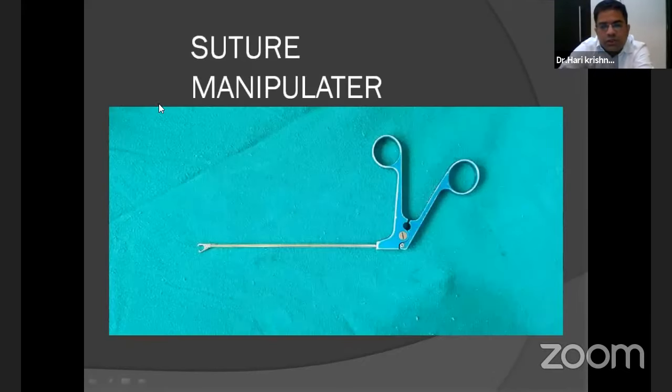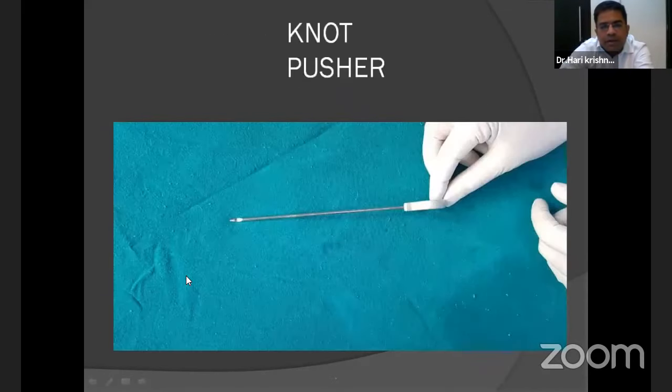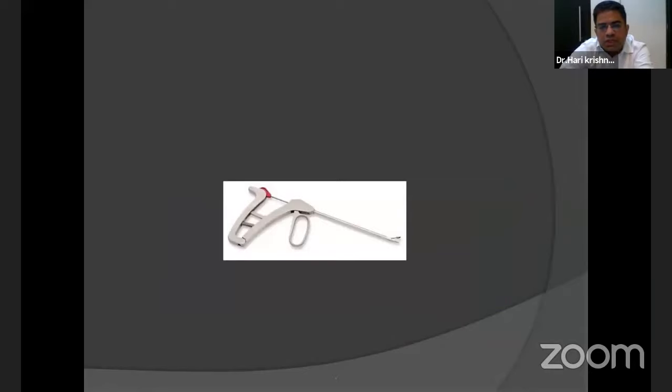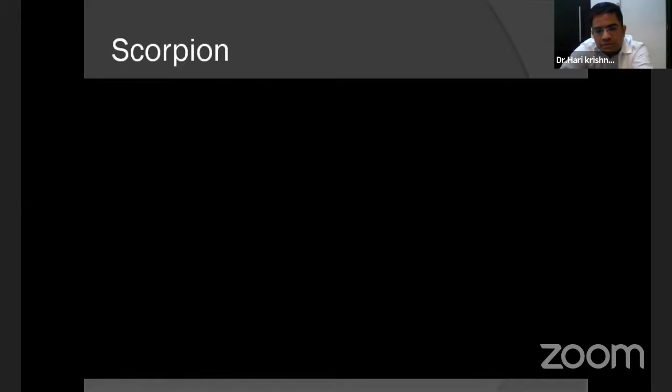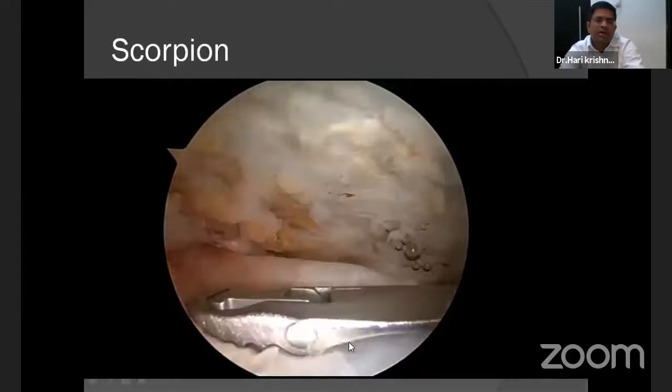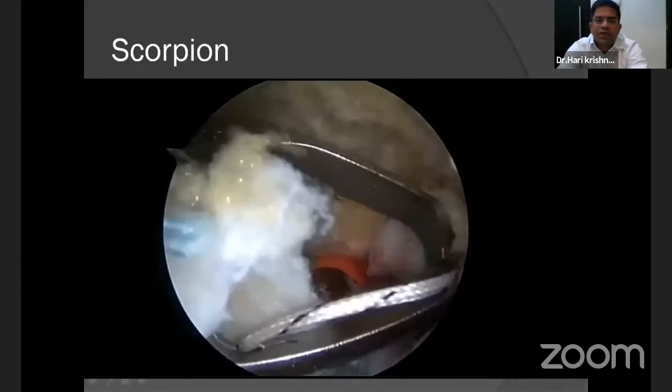And this is a suture manipulator which we use for arthroscopies, and a knot pusher and suture cutter. So this is a scorpion device, which is used for shoulder arthroscopies or for meniscal repairs also. This is an excellent video which demonstrates it. So this is a scorpion which I am using for the rotator cuff repair.